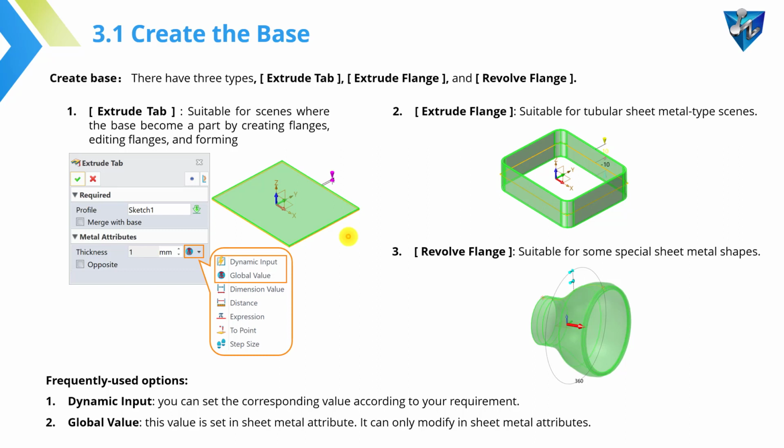Okay, first is creating a base. ZW3D provides three types: extrude tab, extrude flange, and the revolve flange. And you can continue to add more flanges based on it, which we will cover in the rest of the chapters. Then you can see the thickness will inherit from the global attribute unless you set it dynamically.